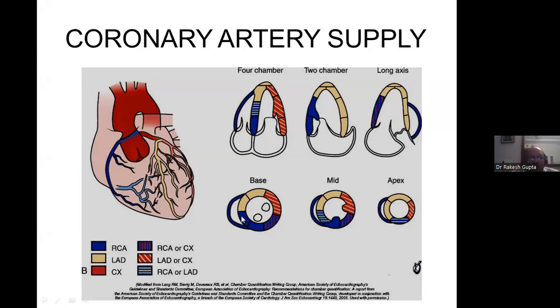Otherwise, what we have is mid and basal septum supplied by RCA, mid and basal inferior wall supplied by RCA, and mid and basal posterolateral wall supplied by circumflex. That's how you should remember it all the time. All the rest of the segments are supplied by LAD. Okay. Right? Yeah, that's right.